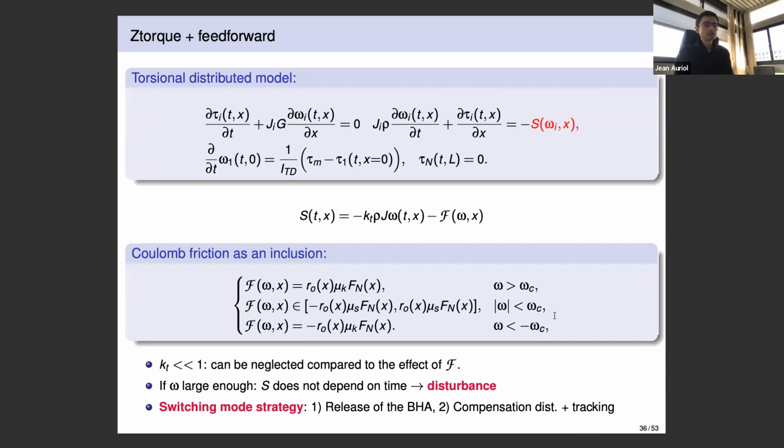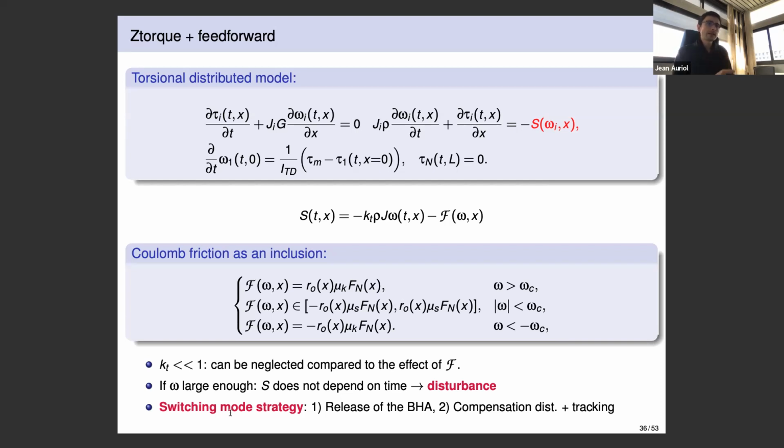And you can see something which is important is that as it's a differential inclusion, if omega is large enough, the function S actually does not depend on time, which means that it's a kind of constant, distributed in space, but constant in time disturbance. And this disturbance can be compensated using appropriate compensation procedures. So we will do a kind of switching mode strategy.